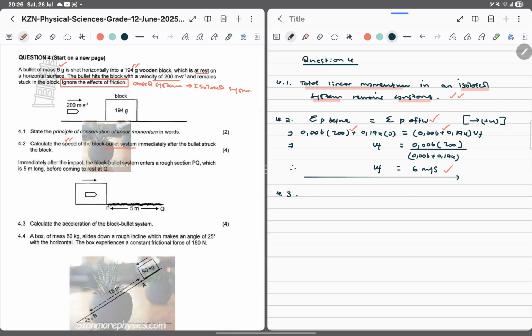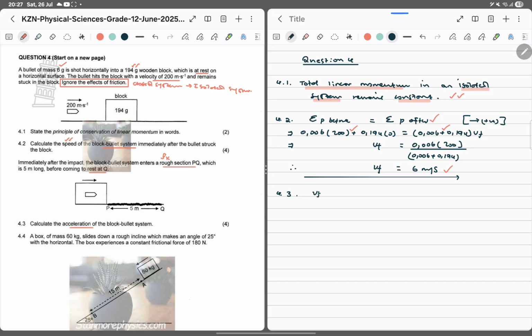Okay, immediately after the impact, the block-bullet system enters a rough section PQ. Once it is a rough section, we know there's going to be kinetic friction, which is 5 meters long before coming to rest. Can you see, guys? Question 1.1 is here. Now we need to calculate the acceleration of the block-bullet system. And we know that this system is going to come to rest. So this is easy, guys. Nobody dictated how we're going to do this. So we can just simply use equations of motion.